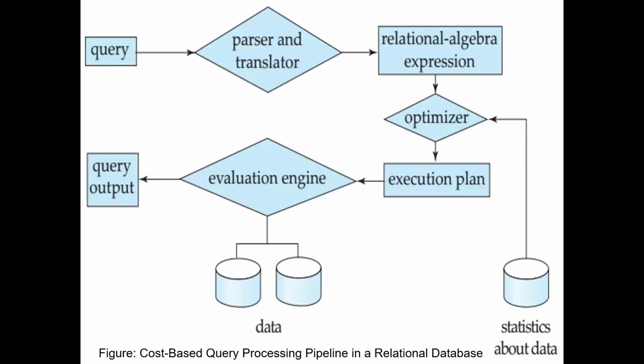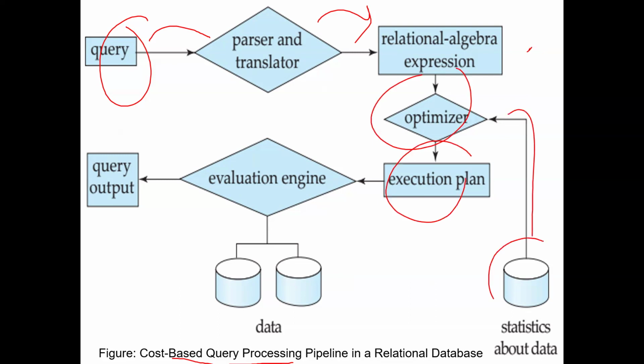Now, what is this? This is called a cost-based query processing pipeline. What are we doing here? We create a query, okay? Then the query is passed to the parser and translator, okay? And then a relational algebraic expression is generated. The optimizer selects the best plan by looking into the statistical data and then passes it to the evaluation engine, which consults the data it needs, okay? And then creates the output for this query. So all these things are working in a pipe, one after the other.